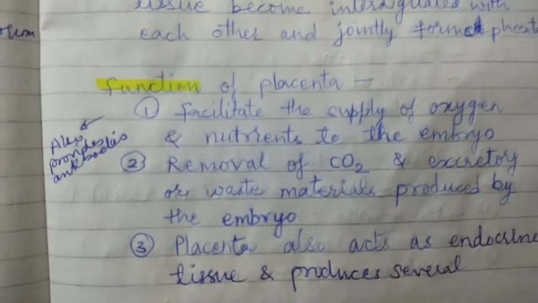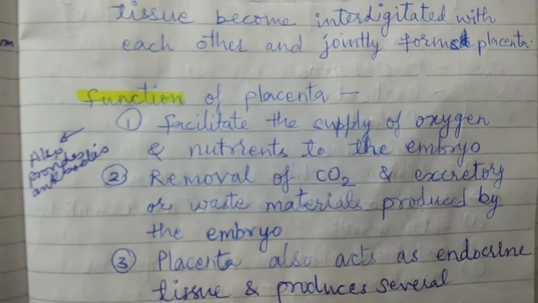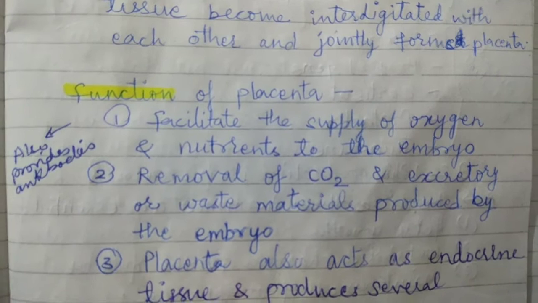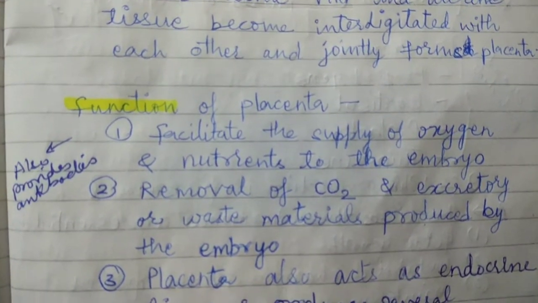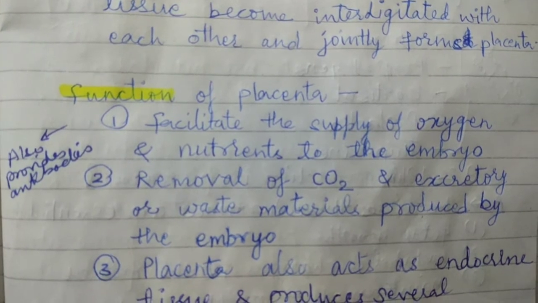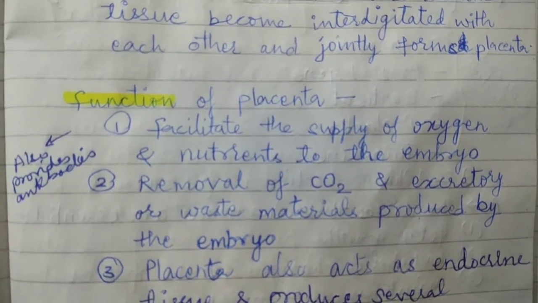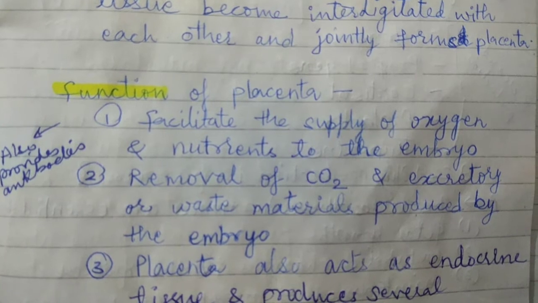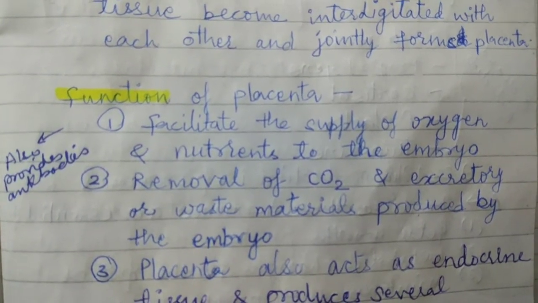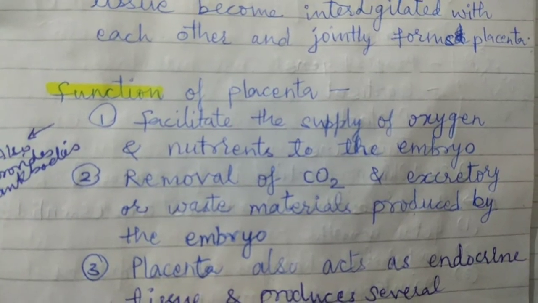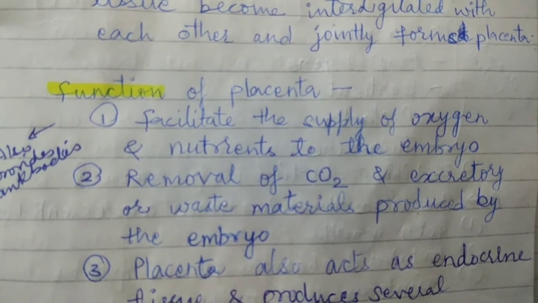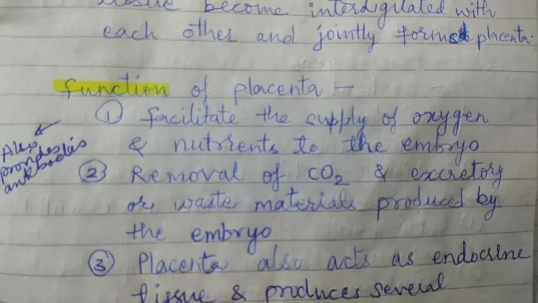What is the function of placenta? First, supply of oxygen and nutrients. For the growth of the baby, of the embryo, oxygen and nutrition are required. So the first and foremost function is to facilitate the supply of oxygen and nutrients to the embryo. Second, removal of carbon dioxide and the excretory or waste materials which are produced by the embryo.